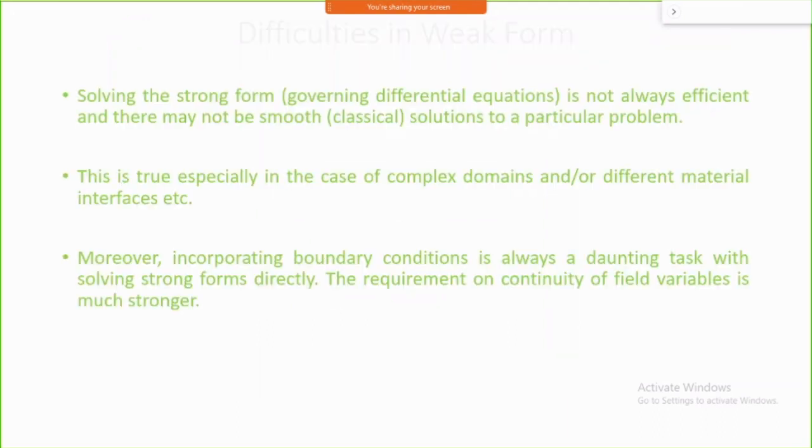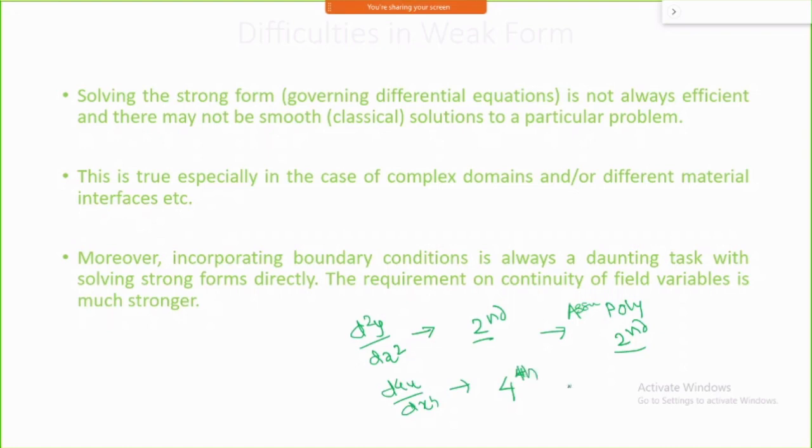So when we deal with a weak formulation, we start with a differential equation, maybe a second order differential equation, d2 by dx square. When we have a second order differential equation, the assumed polynomial should be at least second order. That is basically the requirement. If I have a fourth order differential equation, d raised to 4 or something, my polynomial also should be fourth order.